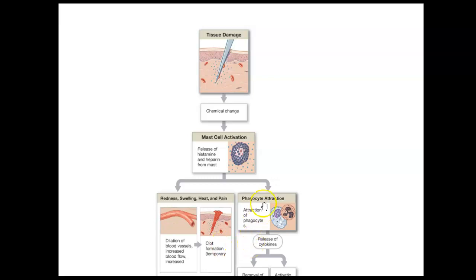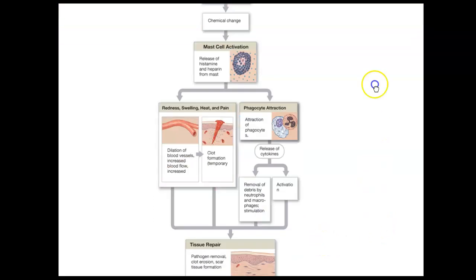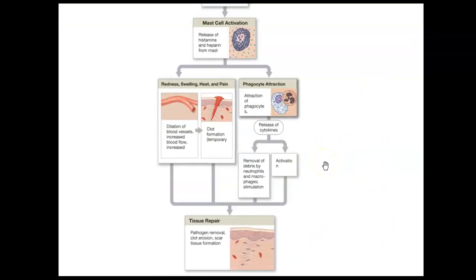Due to this release of histamine and heparin, there will also be the attraction of other phagocytes, and that will lead to the release of cytokines like interferon, the removal of debris by neutrophils and macrophages, and then that will lead to the process of tissue repair.